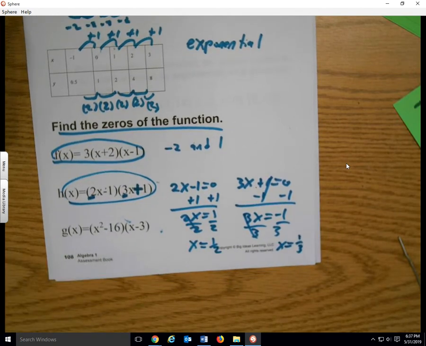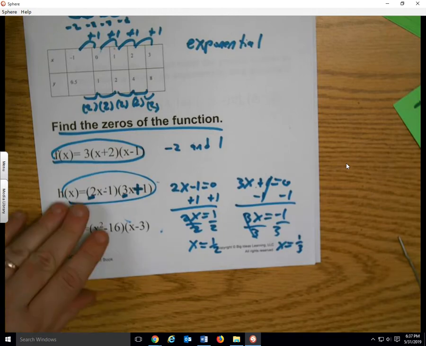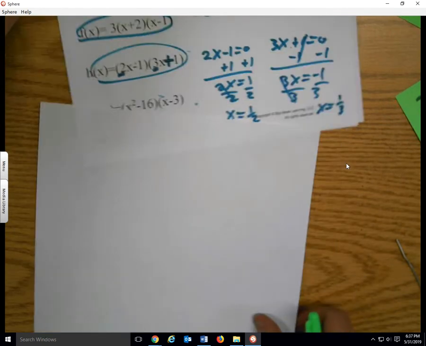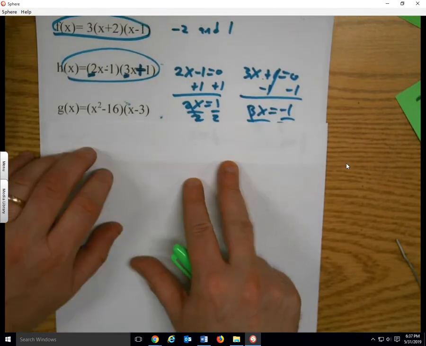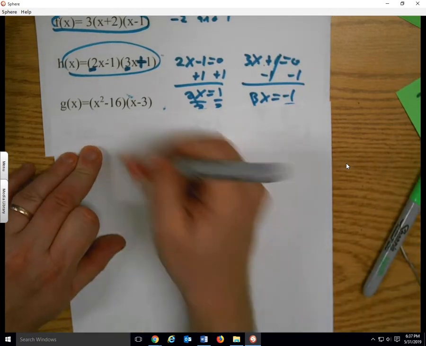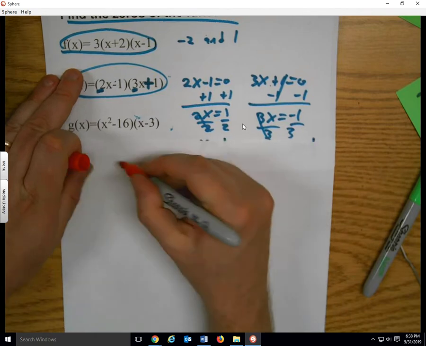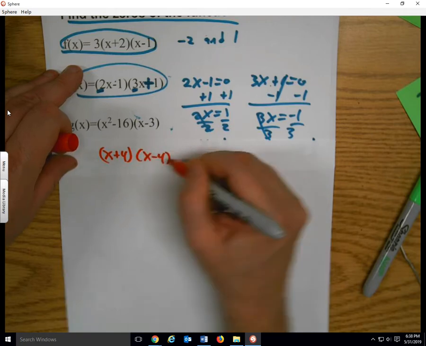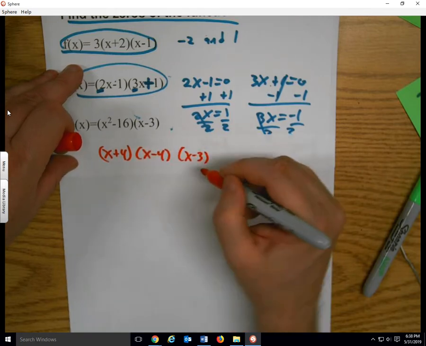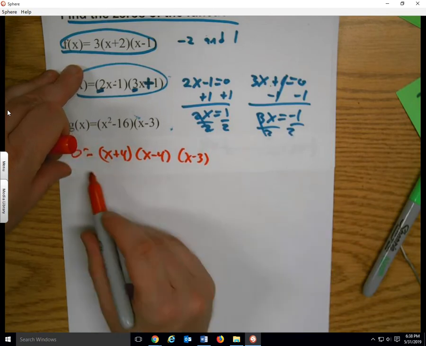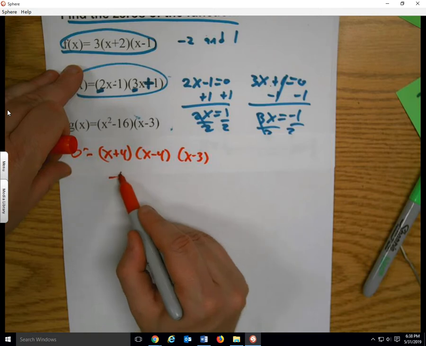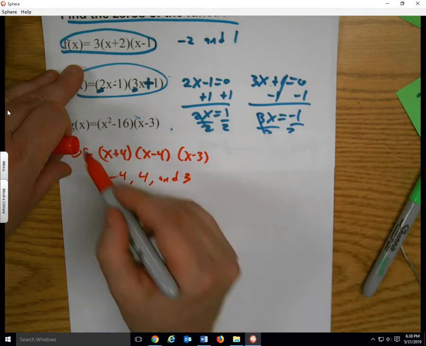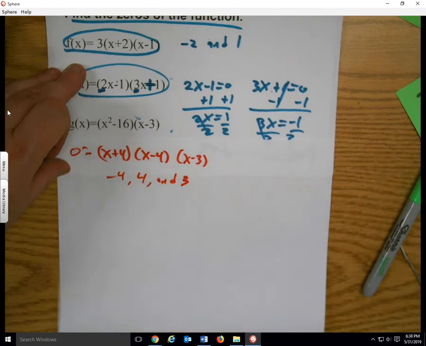And then I want to show you, sometimes you can actually have 3 answers. I don't have a lot of room on this page. Let me see if I can grab another sheet here. Let's do that last one. I'll just kind of move it. So on this one here, be careful. It's a difference of 2 squares. So this would turn into x plus 4, x minus 4. This would be an x minus 3. So then you can set them all equal to 0, because it says find the zeros of the function. So this would be a negative 4, positive 4, and 3. So it's not hard, but be careful with the factoring. Watch out for that.